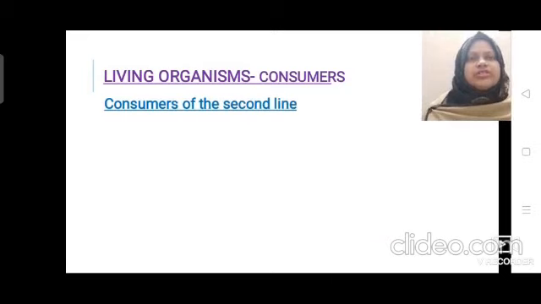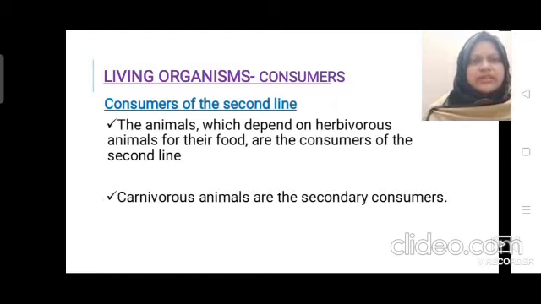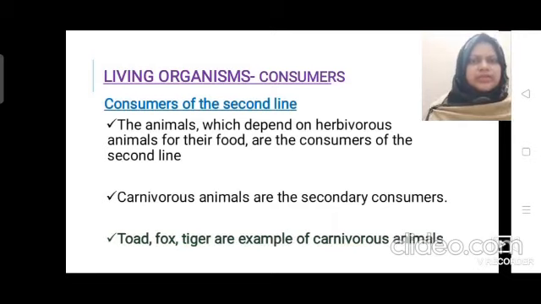Now, consumers of the second line. The animals which depend on herbivorous animals for their food are the consumers of the second line. Carnivorous animals are the secondary consumers. Toad, fox, tiger are examples of carnivorous animals.